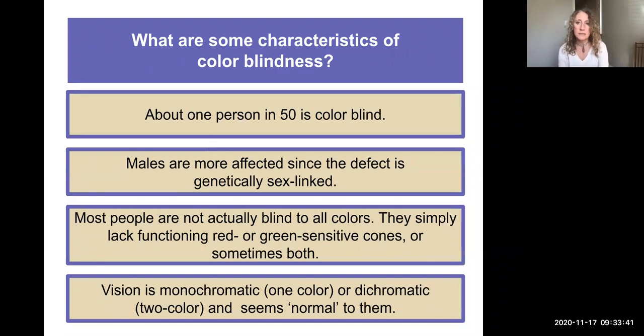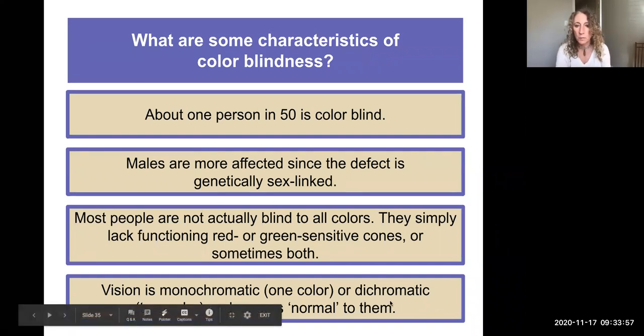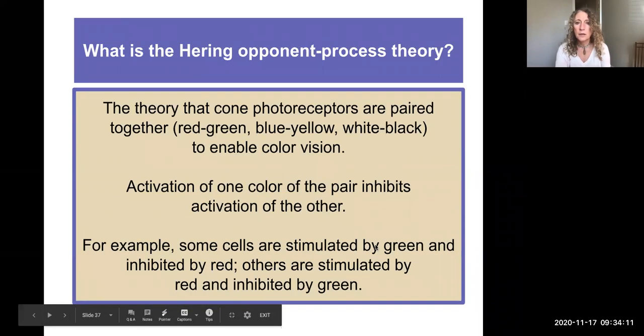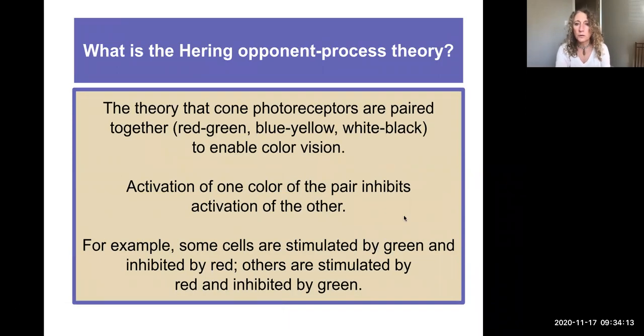Here are some color blindness interesting facts. 1 person in 50 is colorblind. Males are more genetically affected. You're not actually blind to all colors. It's simply red and green sensitive cones, or sometimes both. And vision is monochromatic or dichromatic. So we do tend to sometimes see on the AP exam things about color blindness and just those little details we were talking about.